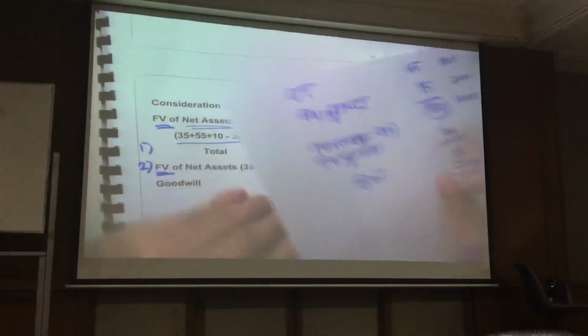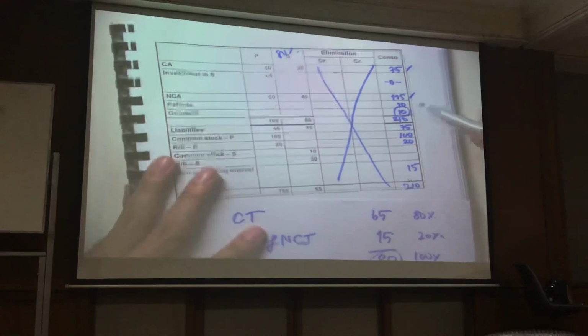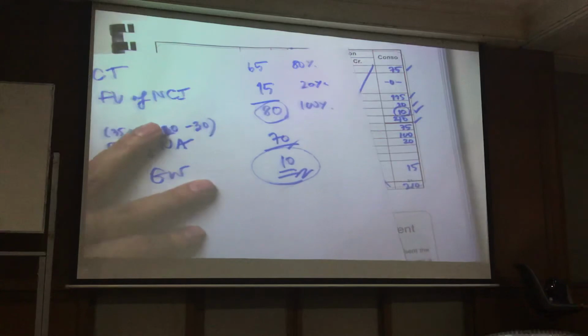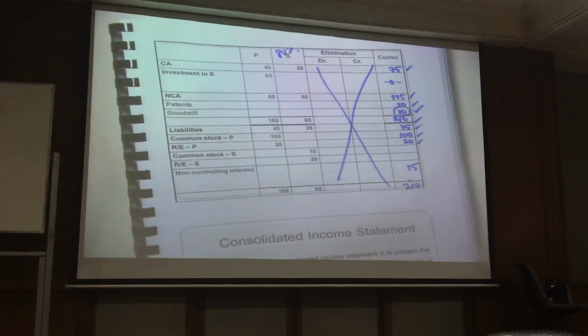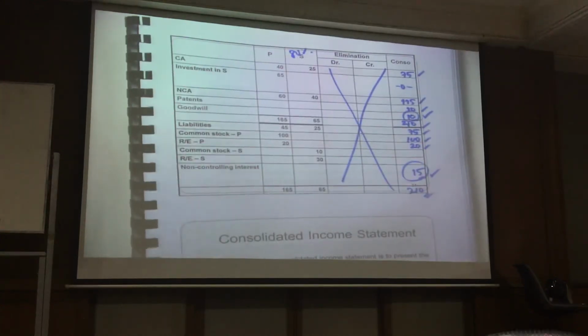So I use this number and put it in. Fair already, 10 is right here, I'm done. 75, 20, and 15, done. So the goodwill is different because of what? Because of the fair value of NCI. If you measure in different ways, you get different numbers.